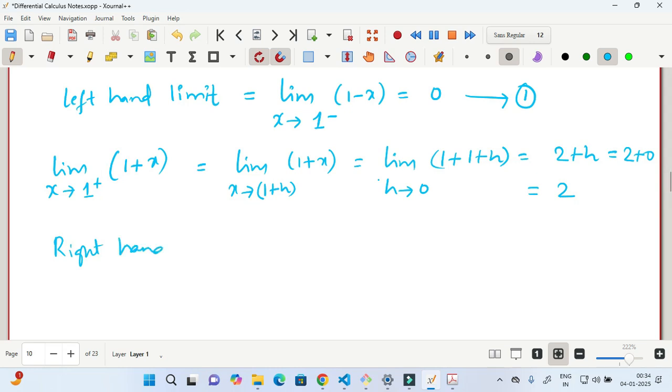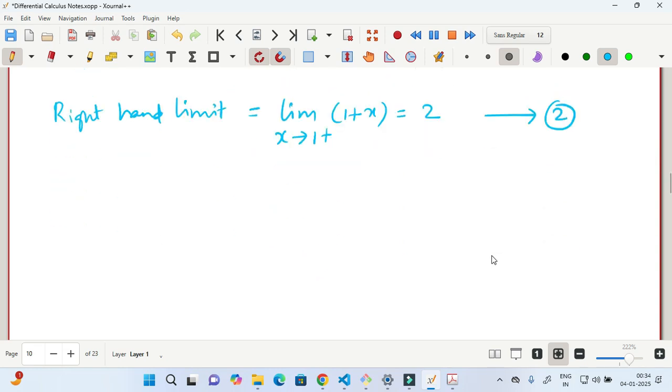Right hand limit. Right hand limit is equal to limit of x tends to 1 plus x, which is equal to 2. This is the second equation. So clearly both are not equal. So clearly the left hand limit and right hand limit are not equal. So we can say that at x equals 1, the limit does not exist.